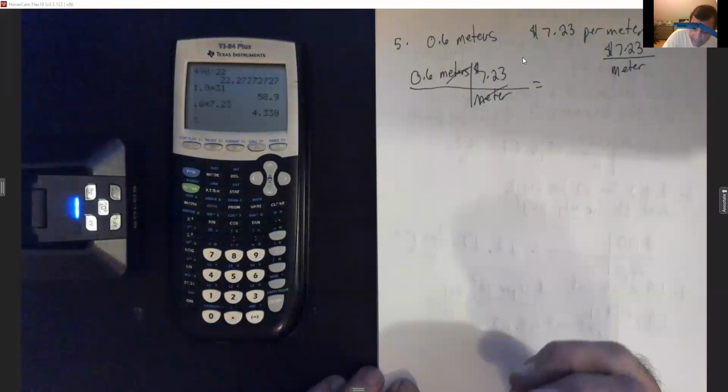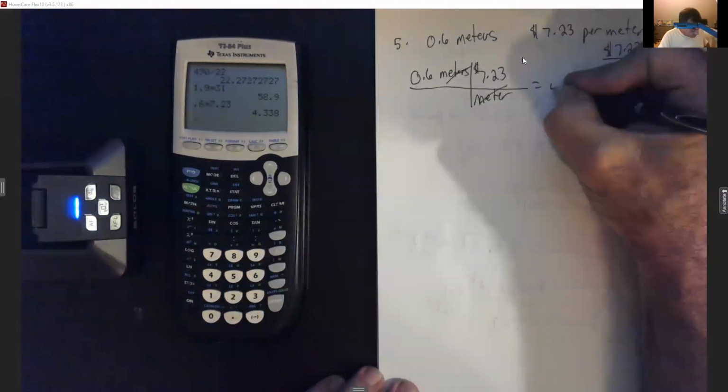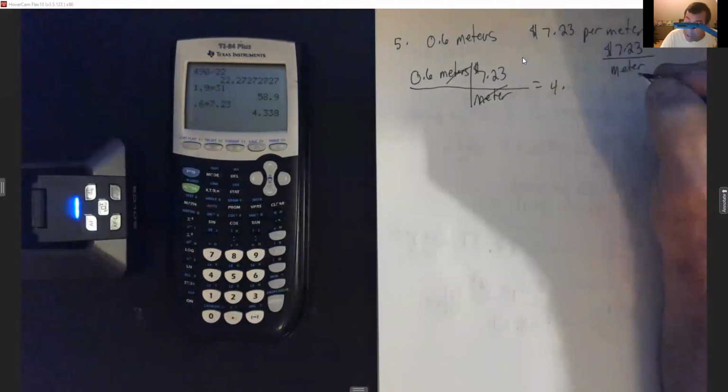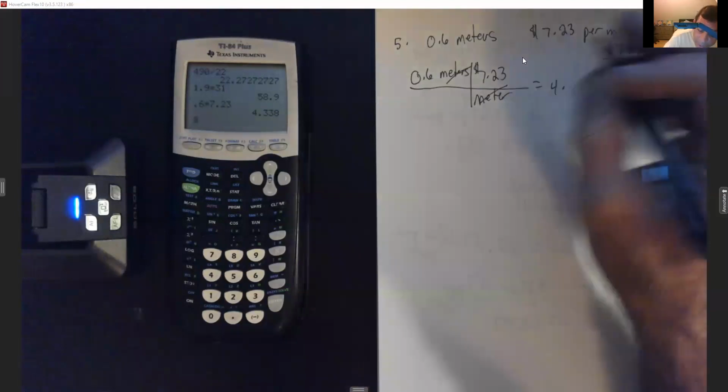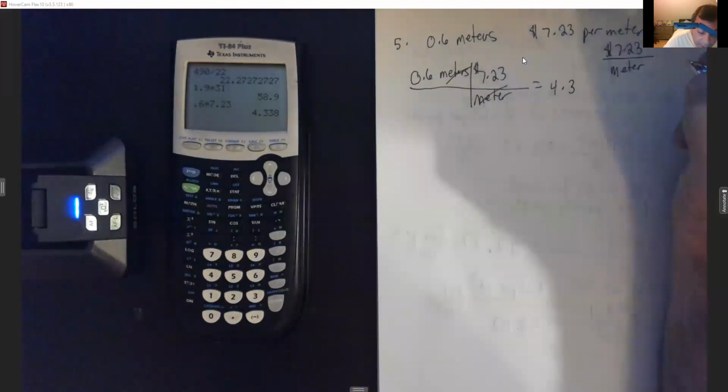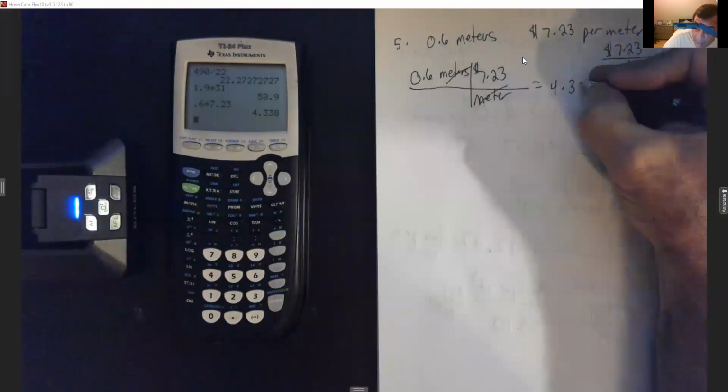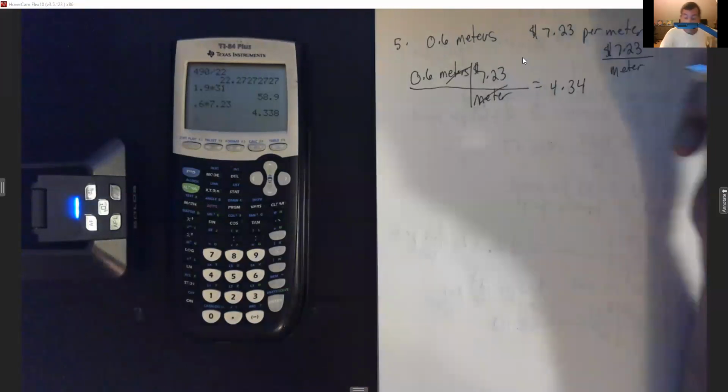And that's going to give me 4 point, let's see how they want me to round to the nearest cent. So that's going to be a 3. And then since that 3 has an 8 behind it, I'm going to round that 3 to a 4.